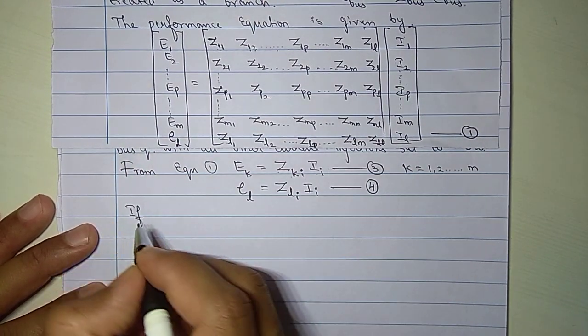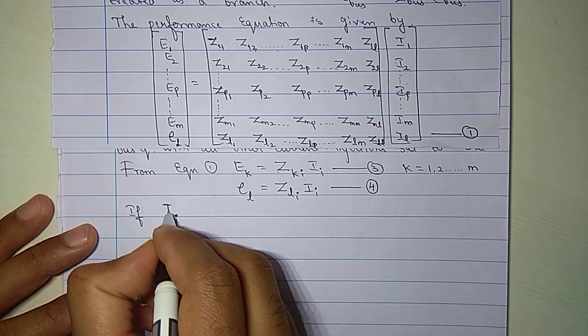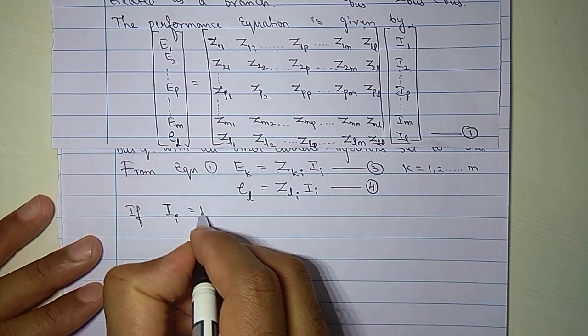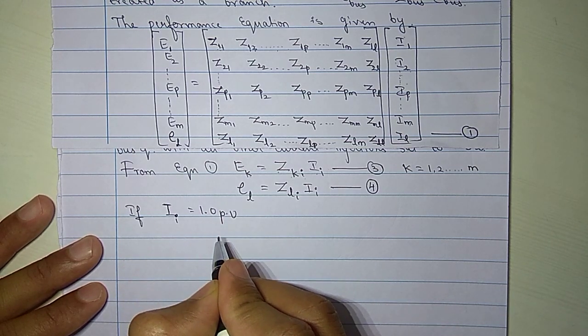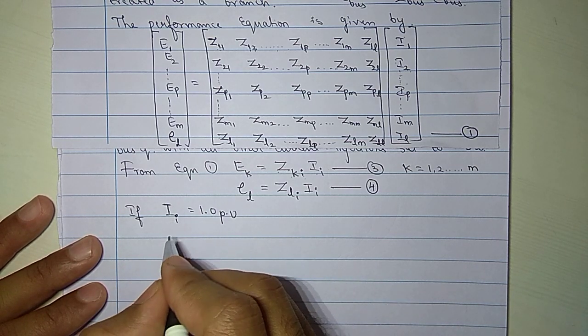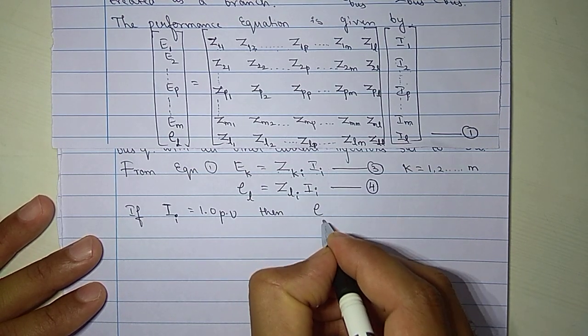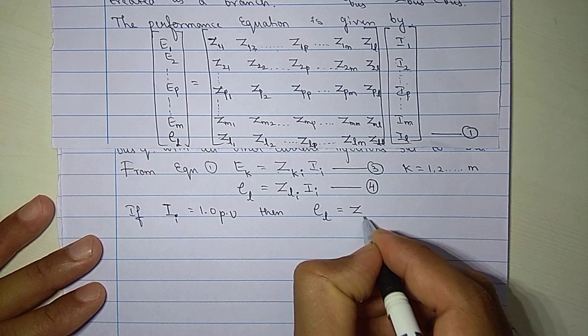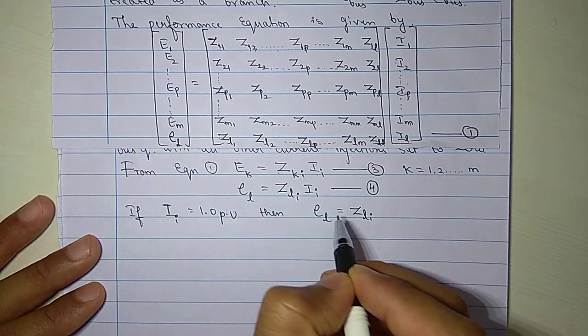As an assumption, the current which is flowing to the ith node is assumed to be 1 per unit, which means 1 per unit current is injected at the ith bus. Then from equation number 4, I'll be writing El equal to ZLi. If this is 1, then El equal to ZLi.